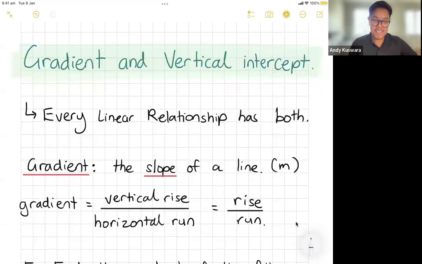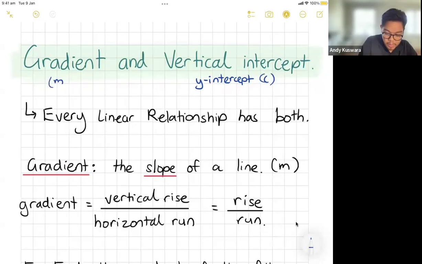Today we're still talking about linear relationships, talking about straight lines, and we're going to talk about two keywords today that you will use a lot: gradient and vertical intercept. Sometimes, remember, the vertical is y, so we call it the y-intercept. Normally, we label the y-intercept with C, and the gradient we normally label as M.